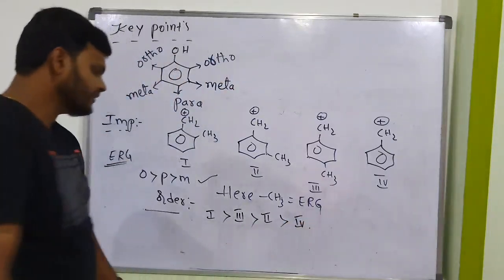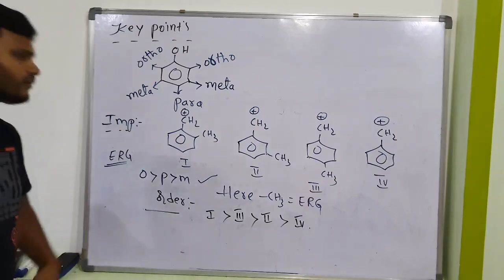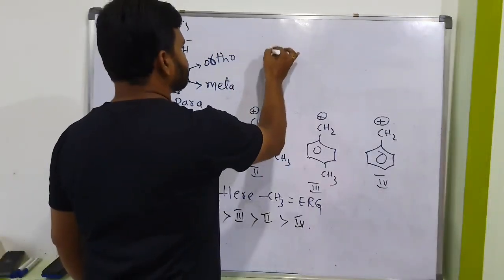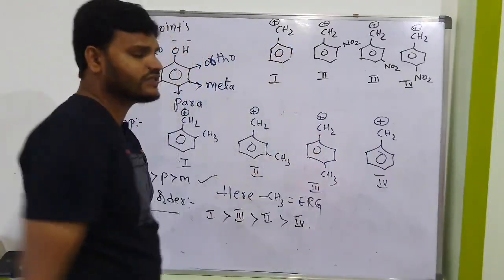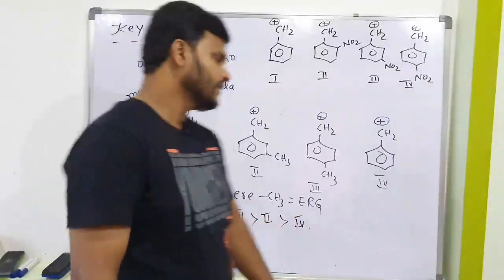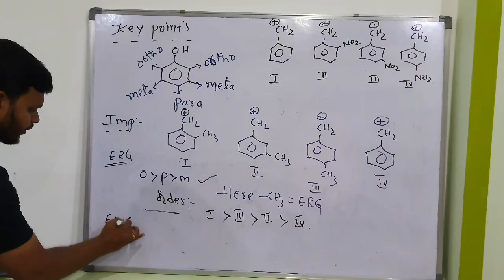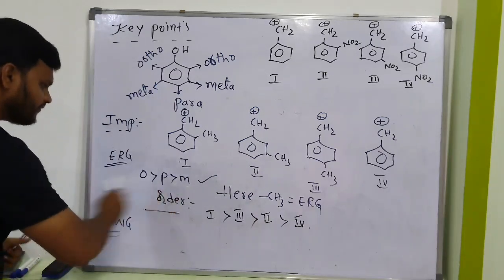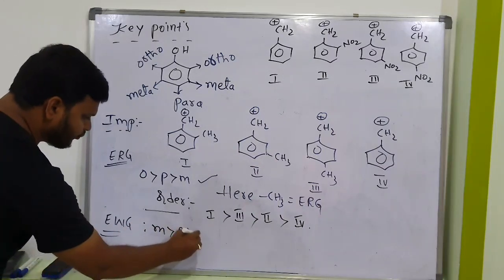Yeah. So finally this is the correct stability order. Is it clear? Sometimes they are going to ask about an electron withdrawing group. They will give an electron withdrawing group like this. What is the correct stability order? Here NO2 is nothing but an electron withdrawing group. If an electron withdrawing group is present, you have to follow the reverse order. OPM reverse, MPO. You just follow reverse MPO.